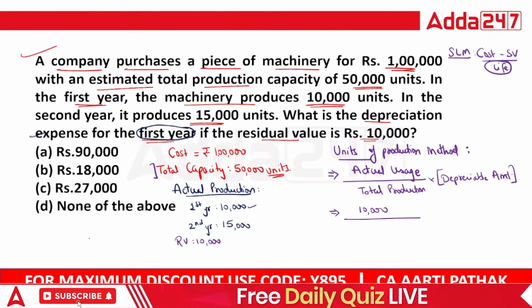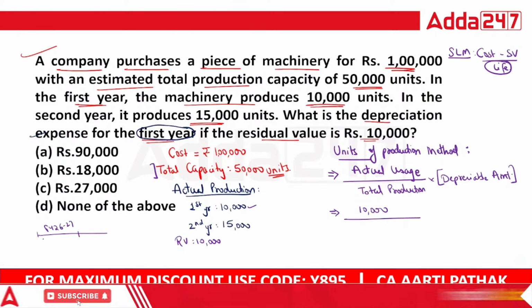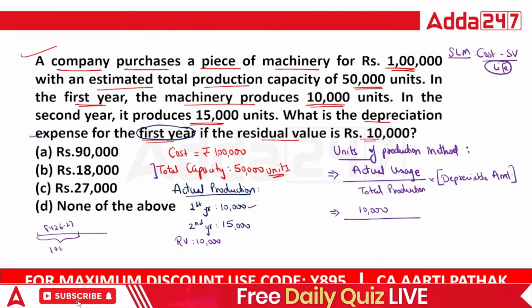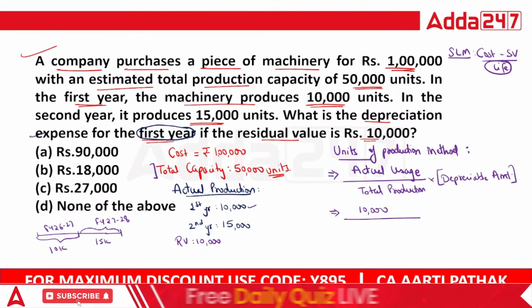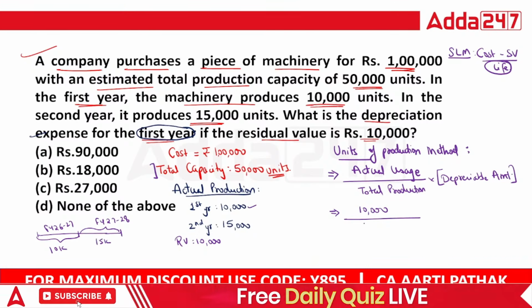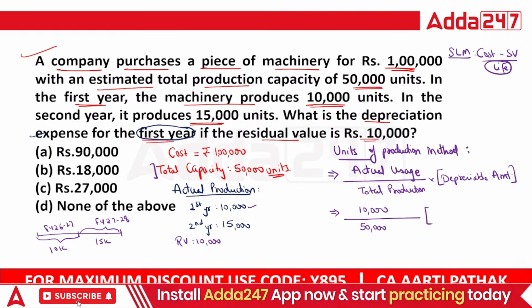First year is 10,000 only. Let's say this is financial year 26-27. So in here you have done only 10,000 manufacturing. Next financial year 2027-28, here you are manufacturing 15,000. Okay, so that's the difference. And in total you are estimating 50,000 manufacturing of goods.